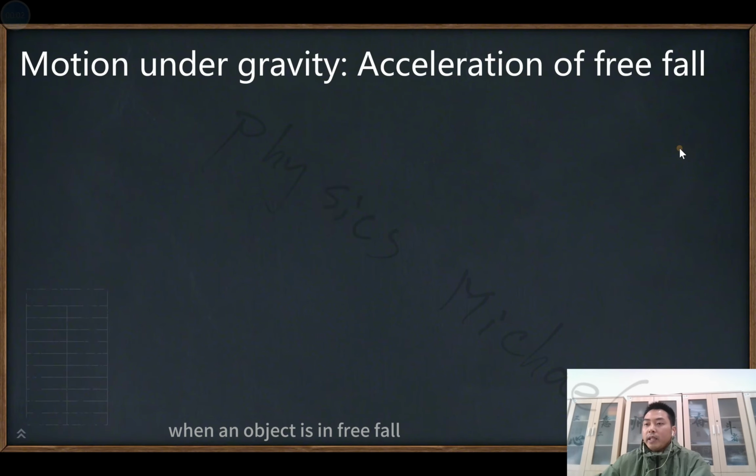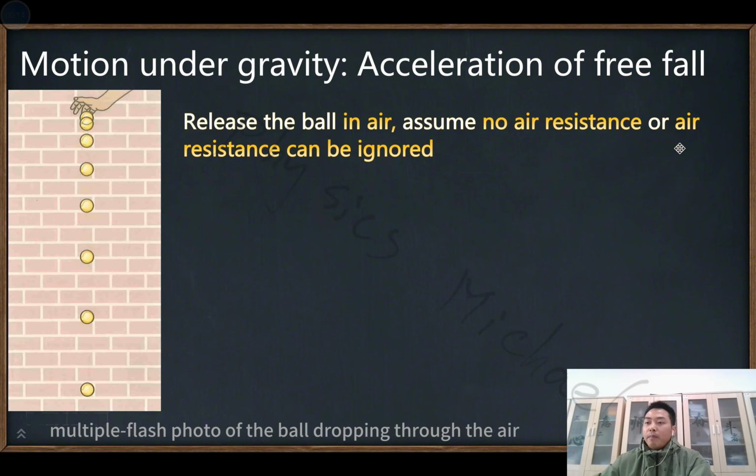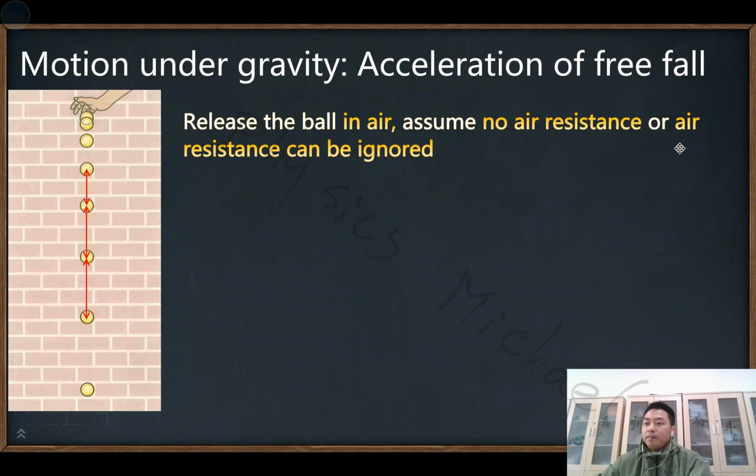When an object is in free fall, that means it's falling without air resistance, or we can ignore the air resistance completely. In that case, the only force acting on the object is gravity. If you make a multi-flash photo of a ball dropping through the air, you will see the spaces between the ball's positions getting larger. That's because gravity causes the ball to accelerate downwards.